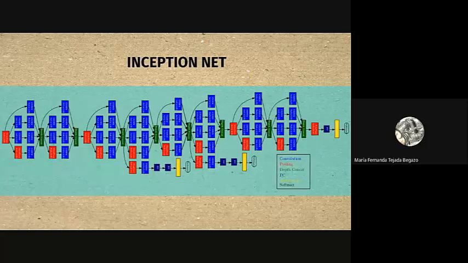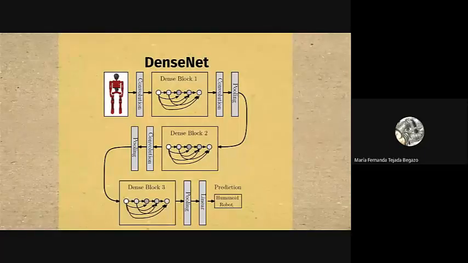The Inception network is a network aimed to overcome the problems of having images of different sizes. We have convolution in blue, pooling in red, depth concatenation in green, fully connected in dark blue, and softmax activation in the final process steps. The DenseNet: this network will receive the image and pass it through convolution and blocks of dense neurons.